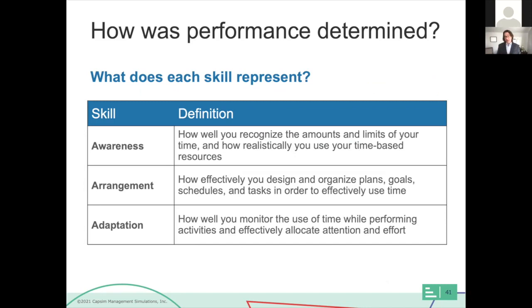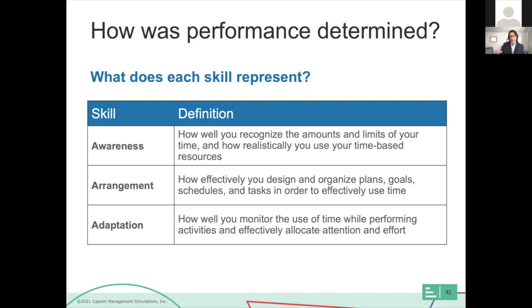Awareness is how you recognize the amount and limits of your time, and how realistically you use those resources. Time is finite. Are you aware of how finite it is, and how realistically do you use your time? Arrangement's the one that most people recognize. That's the scheduling, the ordering, the prioritizing, designing plans and goals to manage your time. And then finally, adaptation is the one where you're actively monitoring your use of time while it's happening. This one's difficult, and it's also how well you can deal with interruptions and shocks to the system. Are you allocating attention and effort in the right places and dealing with interruptions and so forth?